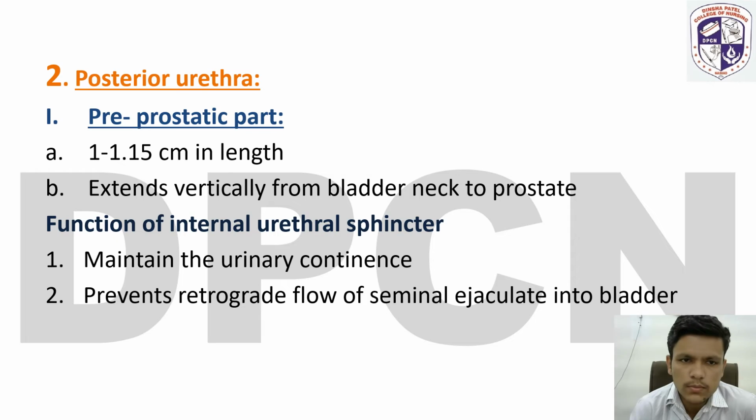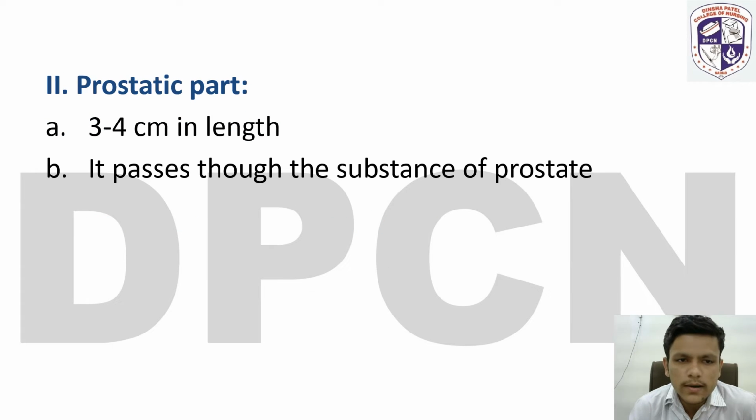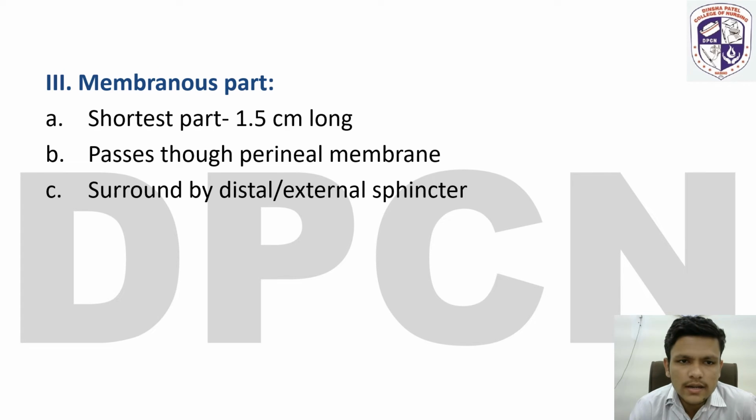Okay, the second part of the posterior urethra is the prostatic part. First, it is 3 to 4 centimeters in length, and second, it passes through the substance of the prostate. Third, the membranous part. The membranous part is the shortest part, 1.5 centimeters in length, and it passes through the perineal membrane. Next, it is surrounded by the distal or external sphincter. It is all about the membranous part.